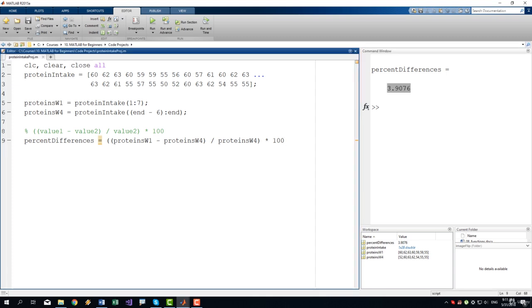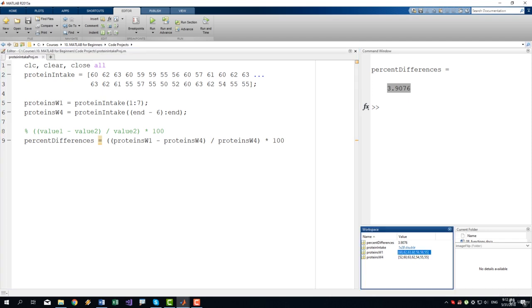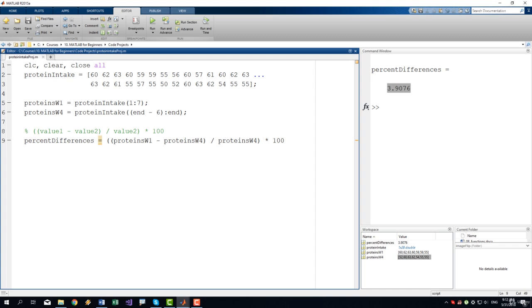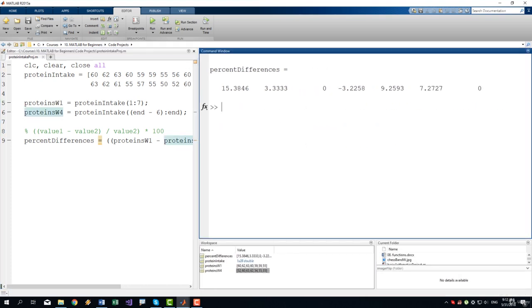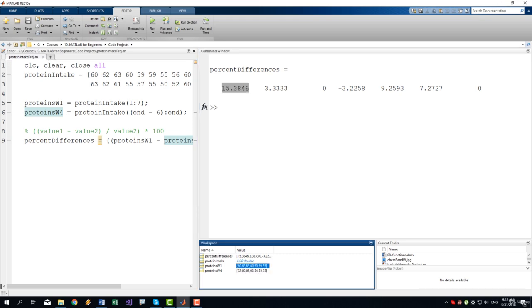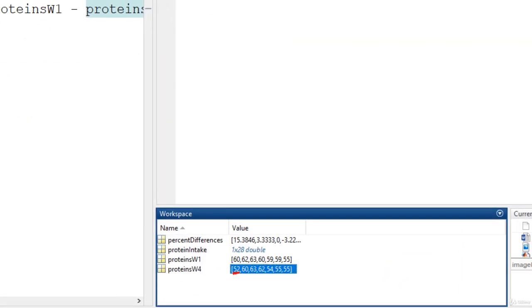Now, what is the problem here? Problem is that we are attempting to divide a vector by another vector, and we are not using the element by element operations. Since we want to get the values for each of the days, we want to compare the first day from week 1 with the first day from week 4. So we have to make the division operation an element by element operation. And if I do it, there we have it. So on the first day, we had 15% more protein than on the first day of the 4th week.